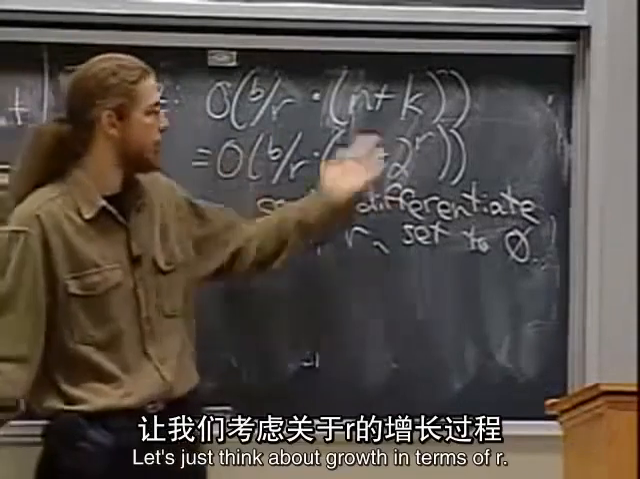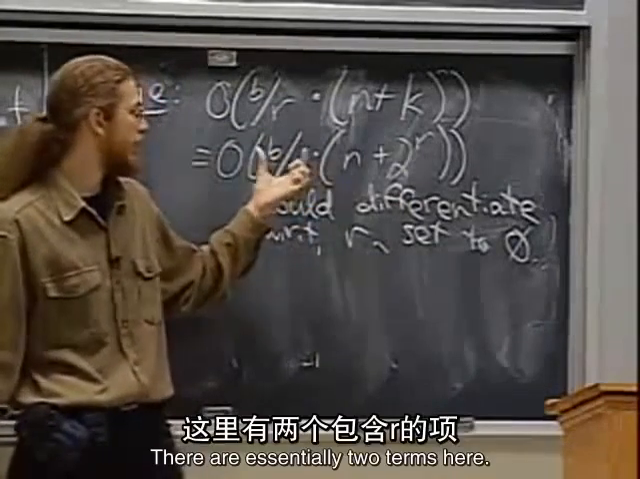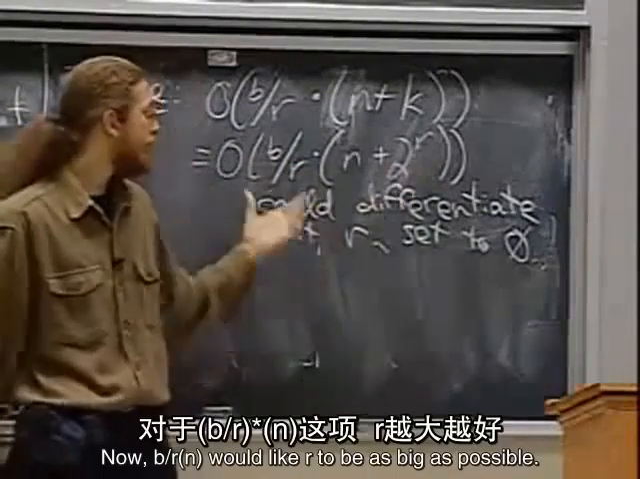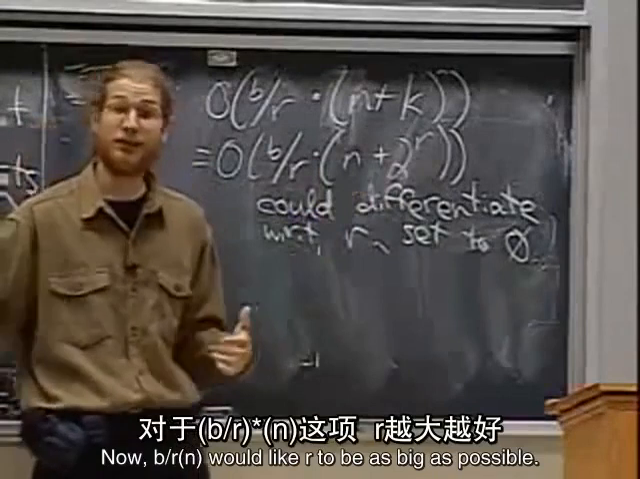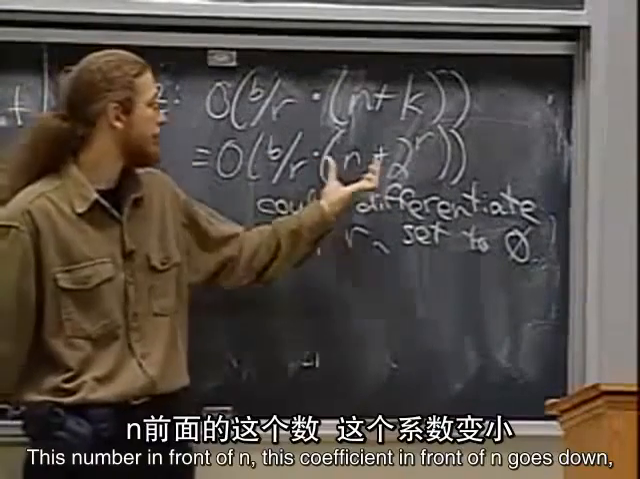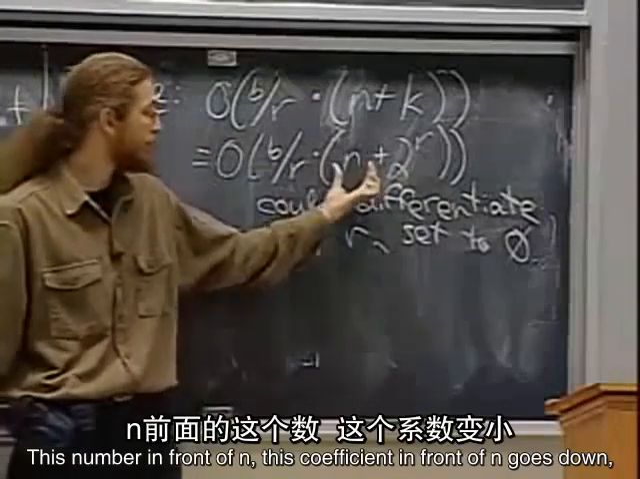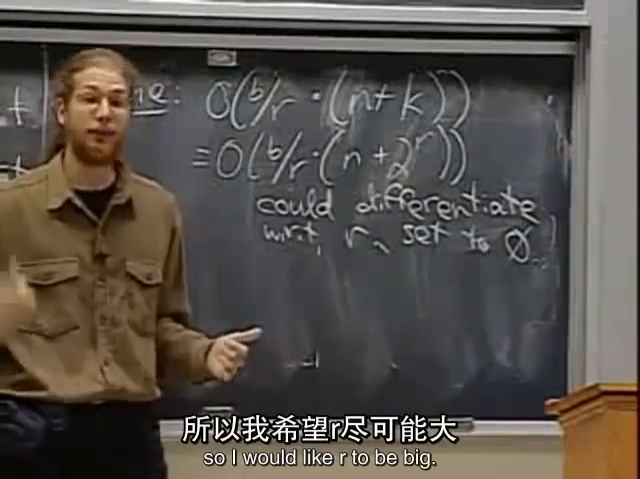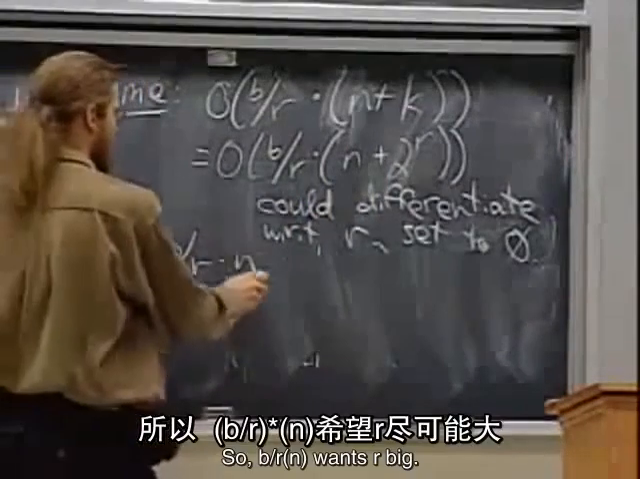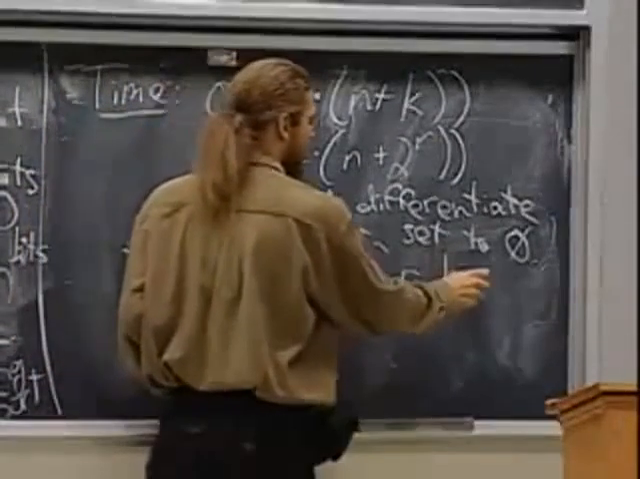So let's just think about growth in terms of r. There are essentially two terms here. I have b over r times n, and I have b over r times 2 to the r. Now, b over r times n would like r to be as big as possible. The bigger r is, the number of rounds goes down. So this coefficient in front of n goes down. So I'd like r to be big. So b over r times n wants r big.